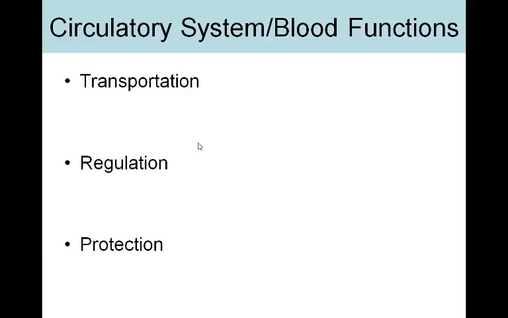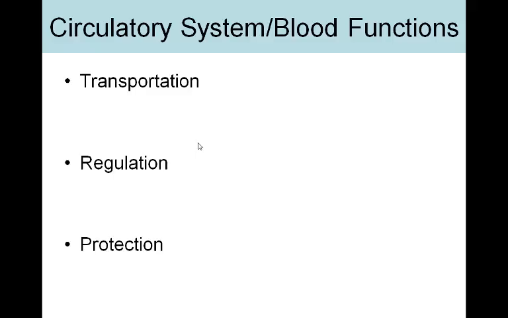Blood also plays a role with regulation. One of the things that blood regulates that people often don't realize is pH. Your blood does help to regulate your acid-base balance of your body. Blood is a fantastic buffer. A buffer is something that can take in or release acids, if you will, in order to maintain a pH, in order to stabilize a pH. We'll talk more about this later in the semester.